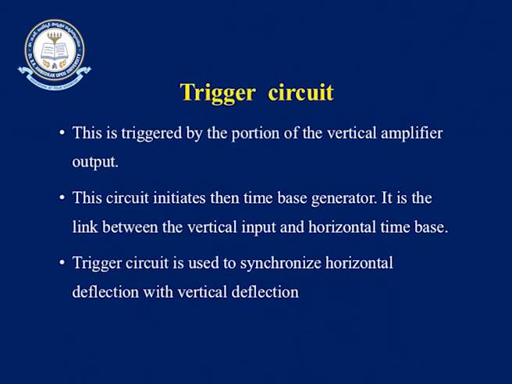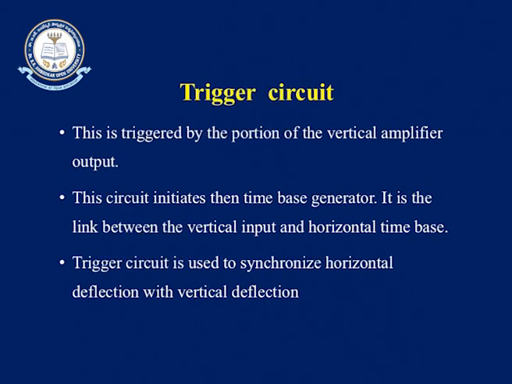So this is the trigger circuit. The trigger circuit means, for example, if the wave is blinking, the x axis and y axis coincide exactly when the trigger button is set to a constant value, exactly 0. That is the trigger circuit. It is triggered by a portion of the vertical amplifier output. The circuit initiates the time base generator that is linked between the vertical input and horizontal time base. The trigger circuit is used to synchronize the horizontal deflection with the vertical deflection.